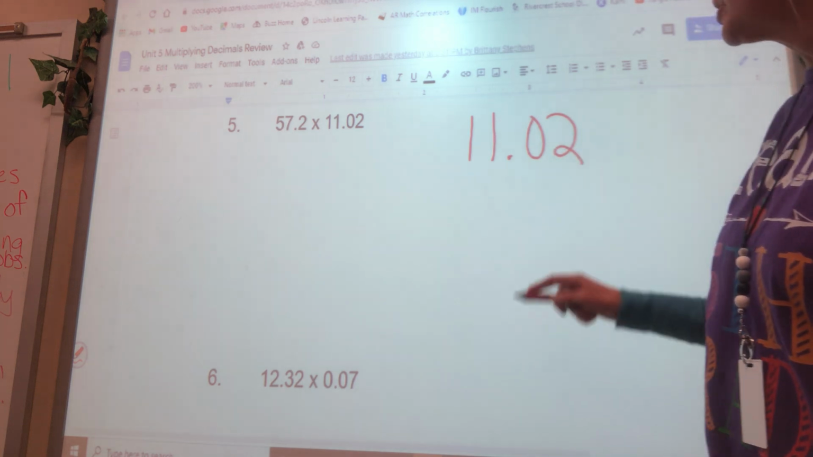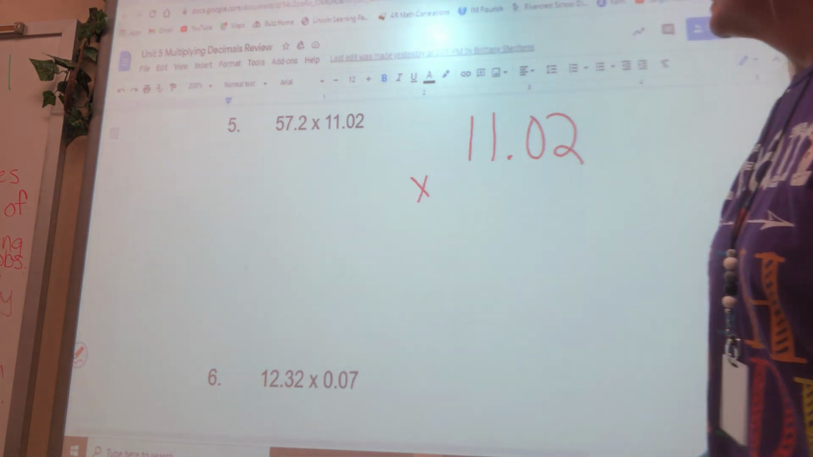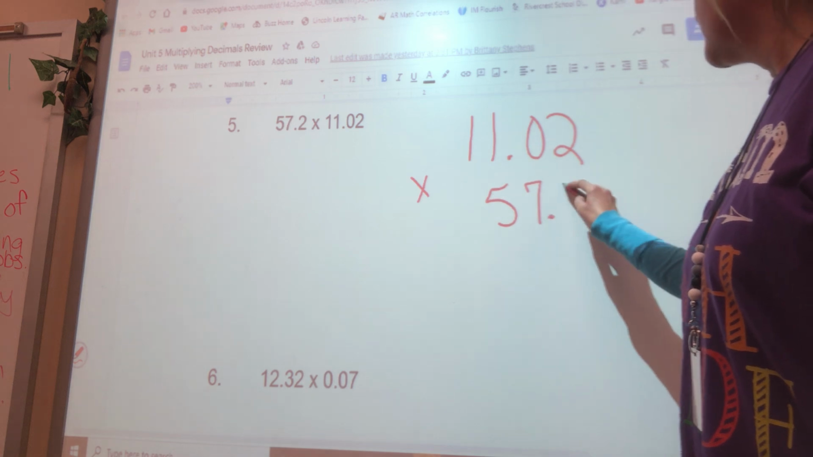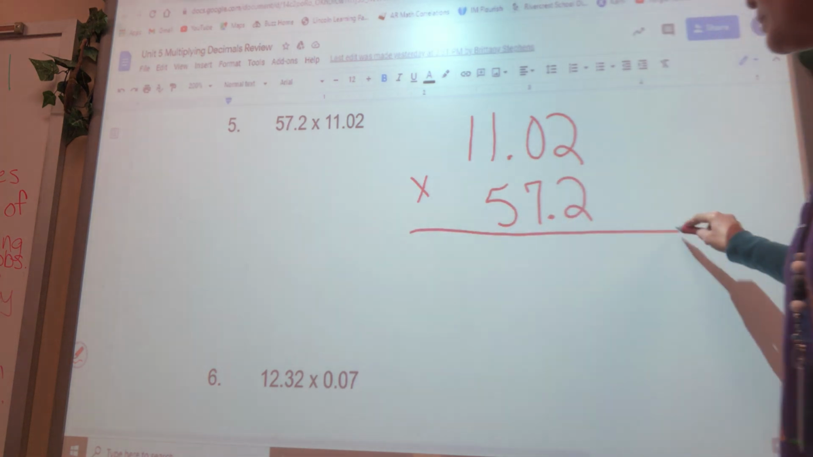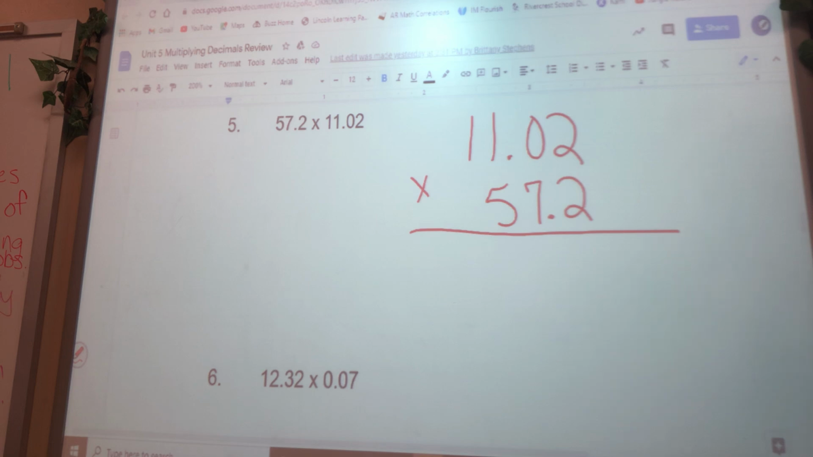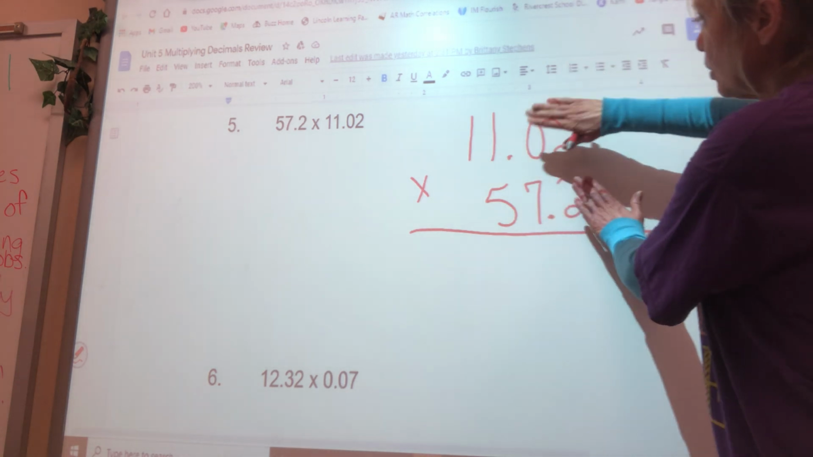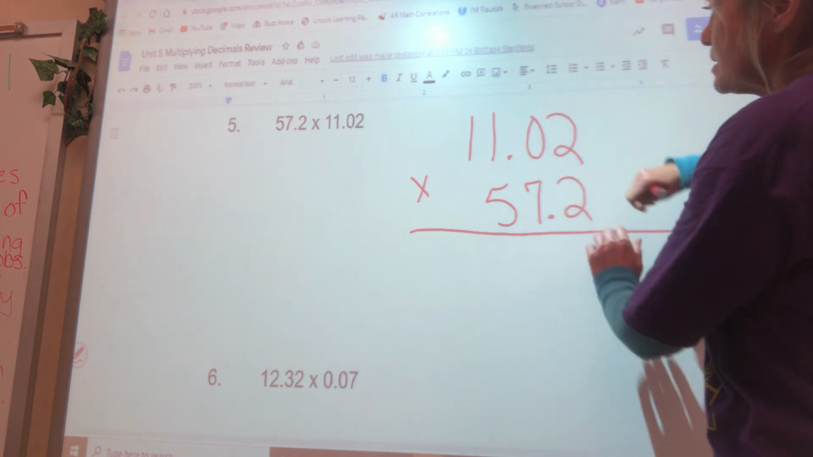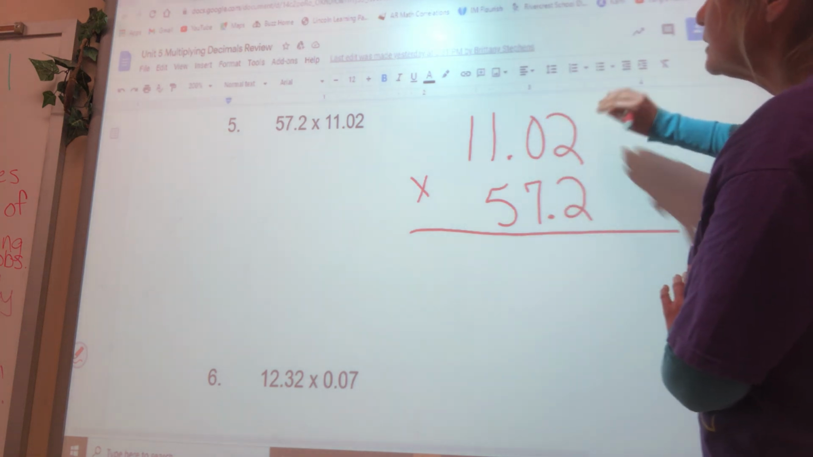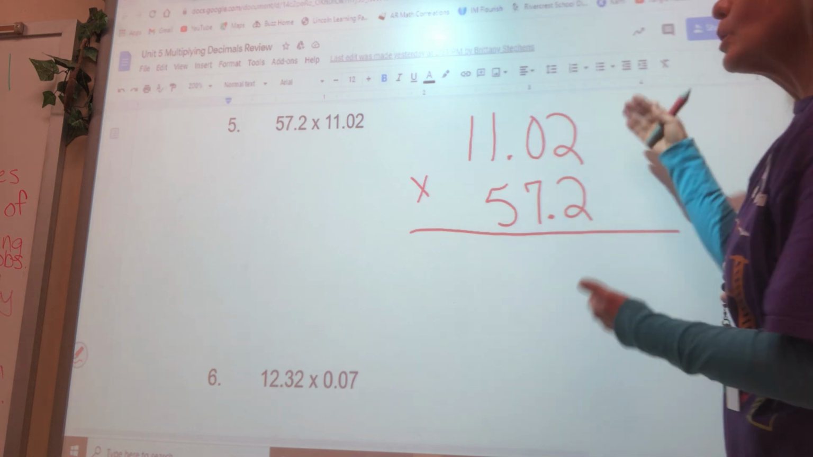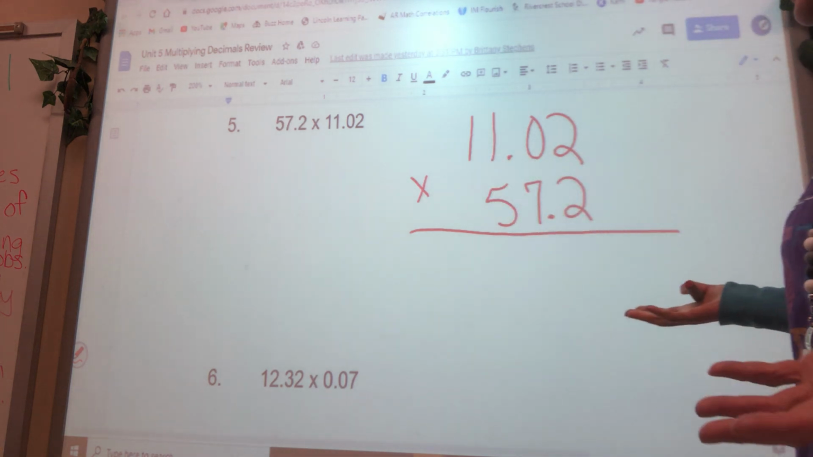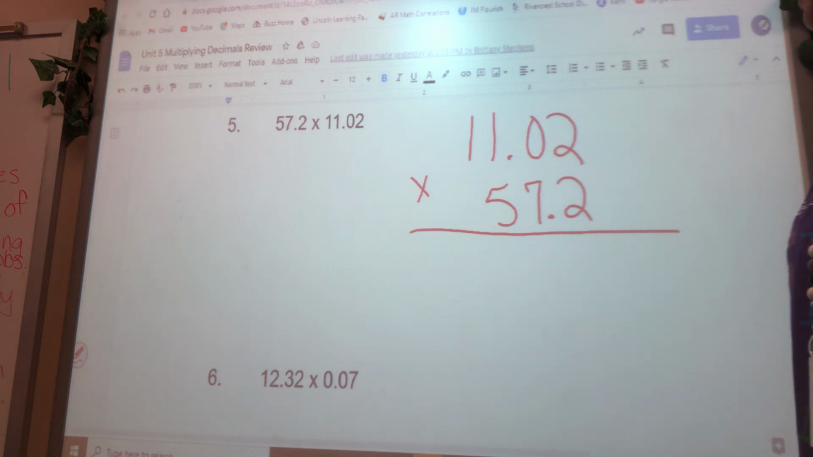11 2/100 times 57 2/10. So it's not about which one is the higher value, because if we just look at the whole number parts, this is only 11, this is 57. So this is actually a lower value, but it needs to go on top because it has the most digits. All right, and then we just follow regular old multiplication.